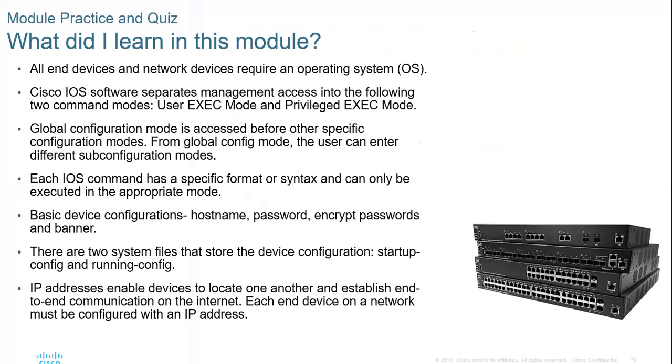Global configuration mode is accessed before other specific configuration modes. From global configuration mode, the user can enter different configuration modes. Each IOS command has a specific format or syntax and can be executed in the appropriate mode. Basic device configuration includes host name, password, encrypted password, and banner. There are two system files that store the device configuration: startup config and running config.